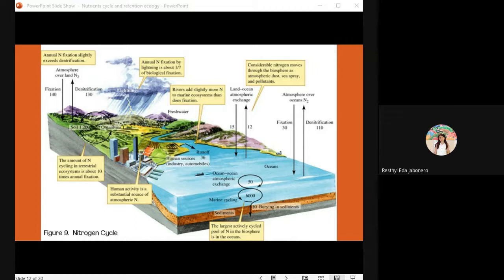Human activity can also release nitrogen into the environment by two primary means: the combustion of fossil fuels, which releases different nitrogen oxides, and the use of artificial fertilizer in agriculture, which contains nitrogen and phosphorus compounds that are then washed into lakes, streams, and rivers by surface runoff.